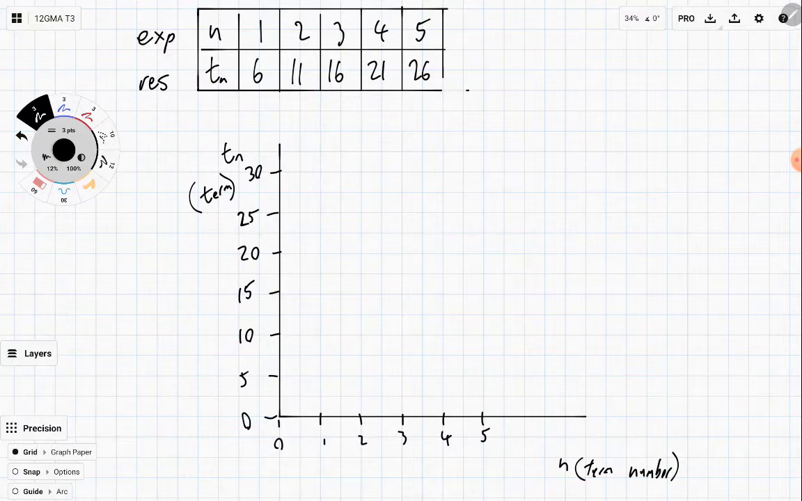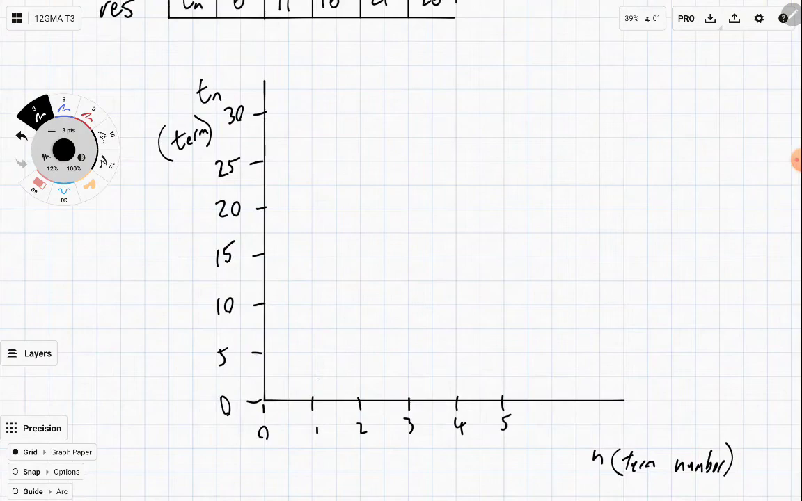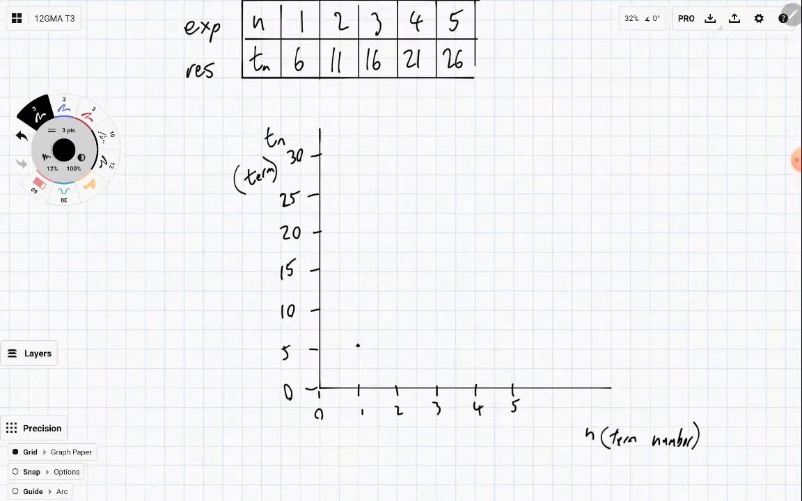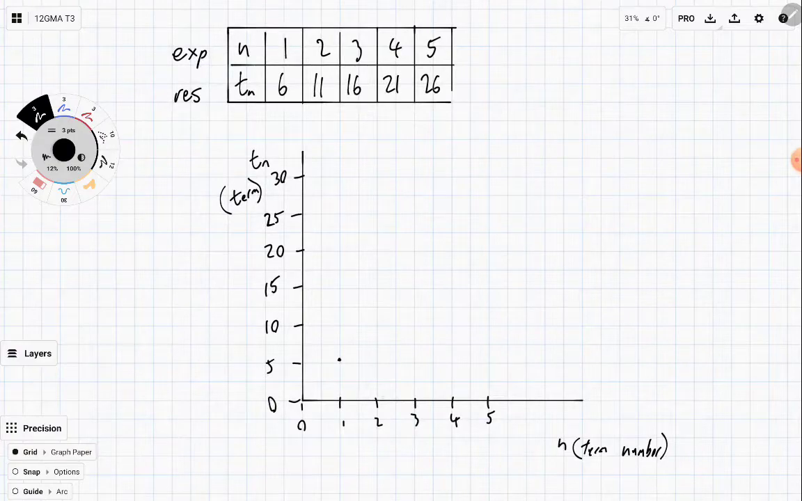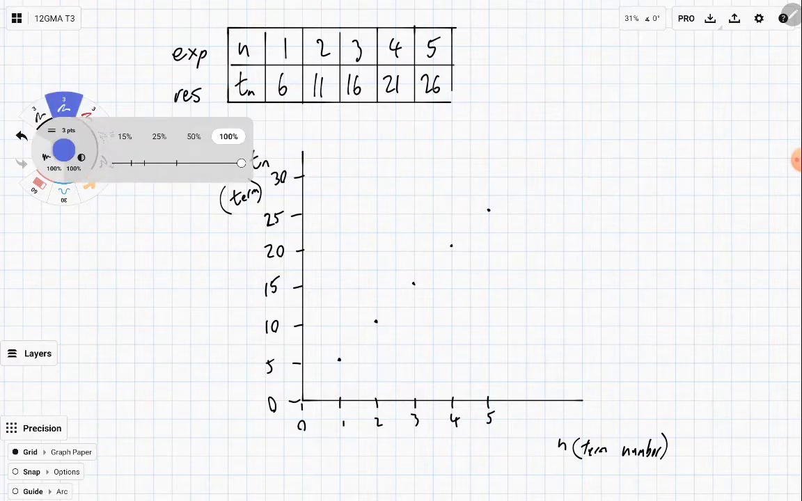Because a lot of you might realize that these look a lot like linear equations. So we'd almost imagine we should get something that looks pretty straight. Because remember, in a linear equation, y equals 3x plus 2, it's just going up by 3 each time. That's the gradient. And we're doing the exact same thing. And indeed, if we graph all of the points, so there's 1, 6, 2, 11, 3, 16, 4, 21, 5, 26, you can see that they are indeed a straight line.